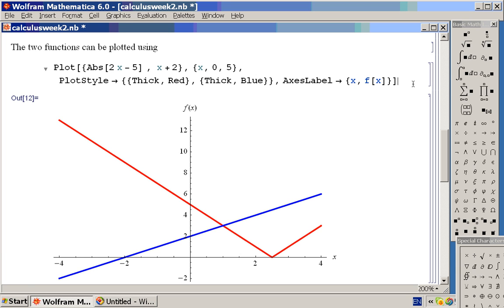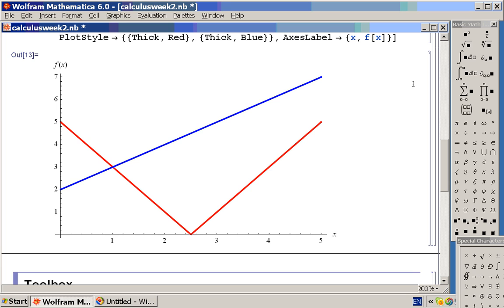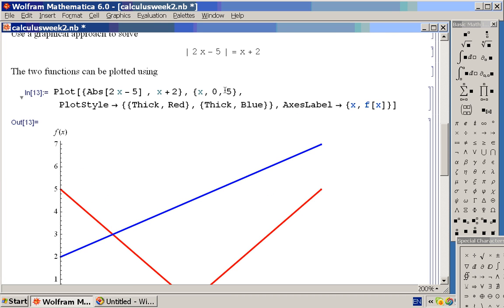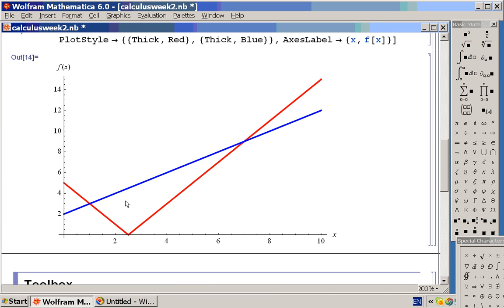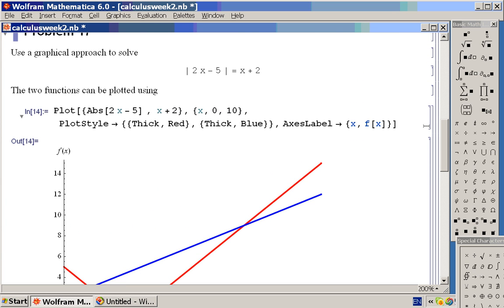So let's do that, and still not far enough. So let's do 10. There we go. So we can see that they cut here and here, and that value looks like it could be about 7. So to solve that, there are two cases to consider.